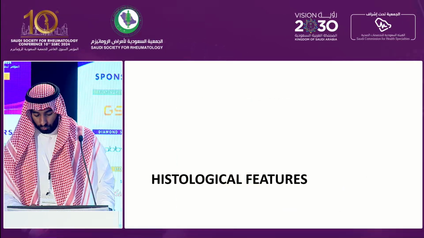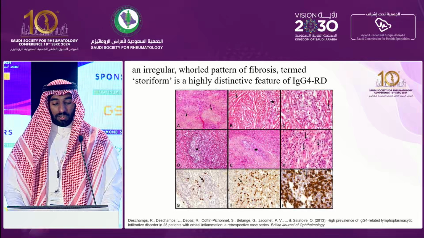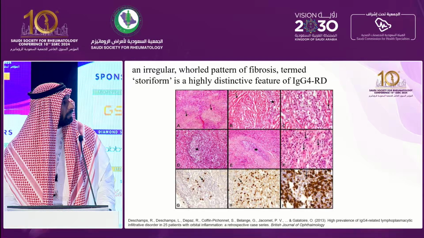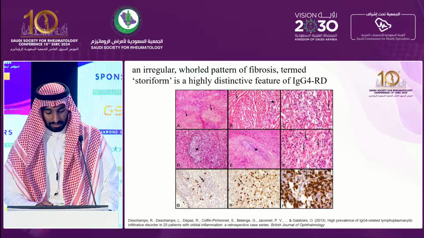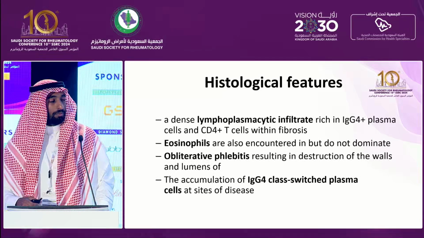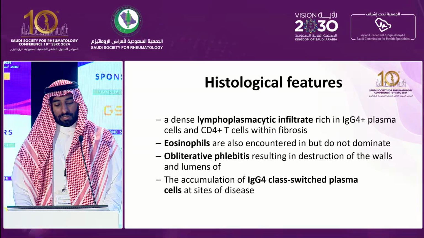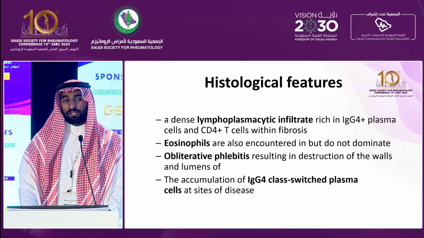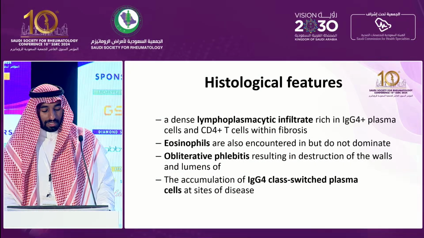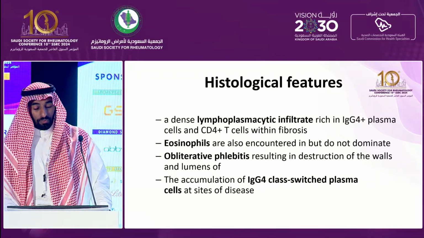So histologically, the characteristic finding is the storiform fibrosis, where the arrows show the fibrosis and the stars show the cellular infiltrate. Other common findings are the lymphoplasmacytic infiltrate with IgG4 plasma cells. We may see eosinophils, but they will not be the dominant cells. We can see also obliterative phlebitis and accumulation of IgG4 class-switched plasma cells.